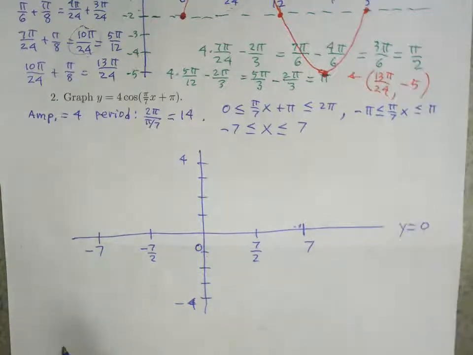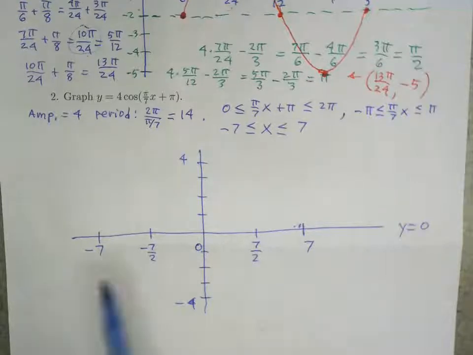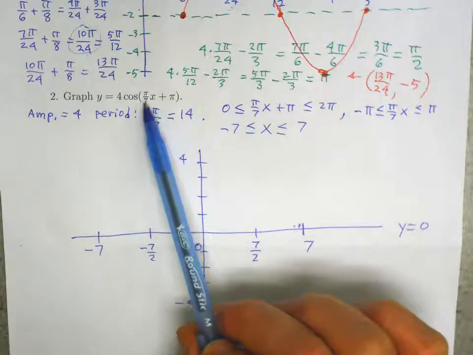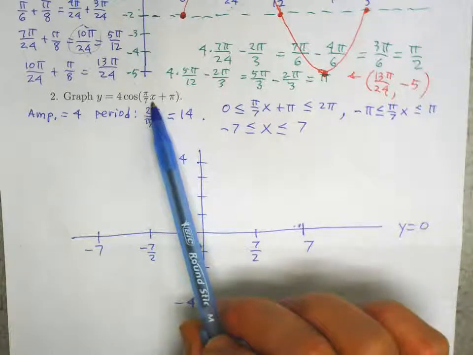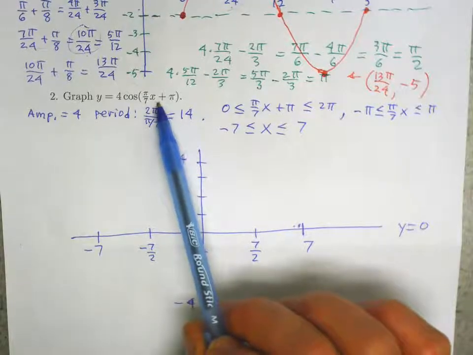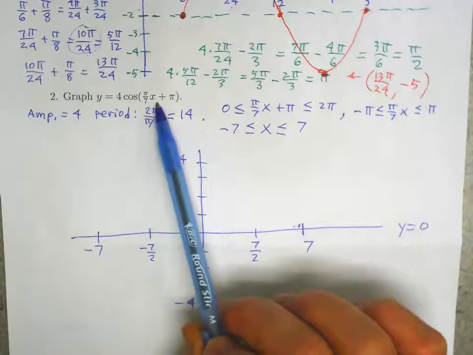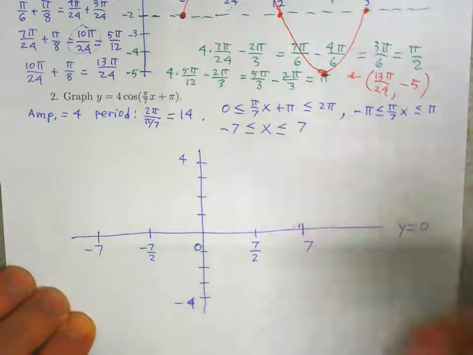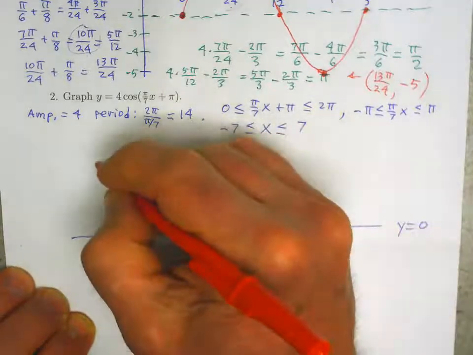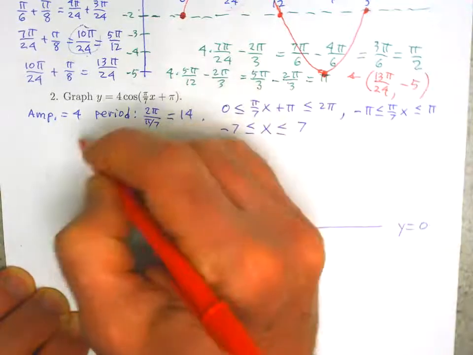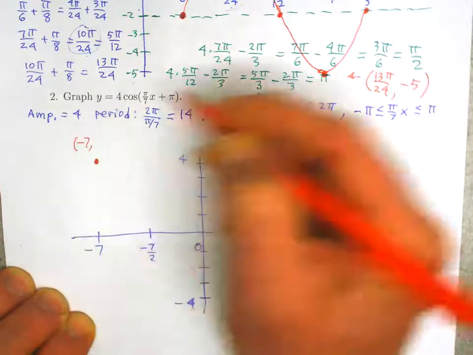Okay, so let's see what happens at the left endpoint when x is negative 7. Replace x with negative 7. So pi over 7 times negative 7 is negative pi. Negative pi plus pi is 0. Cosine of 0 is 1, and 4 times 1 is 4. So we have this maximum value. So we'll label it negative 7, 4.